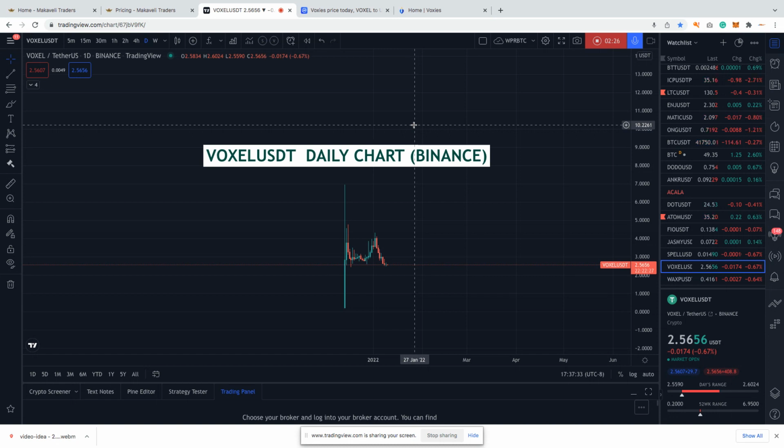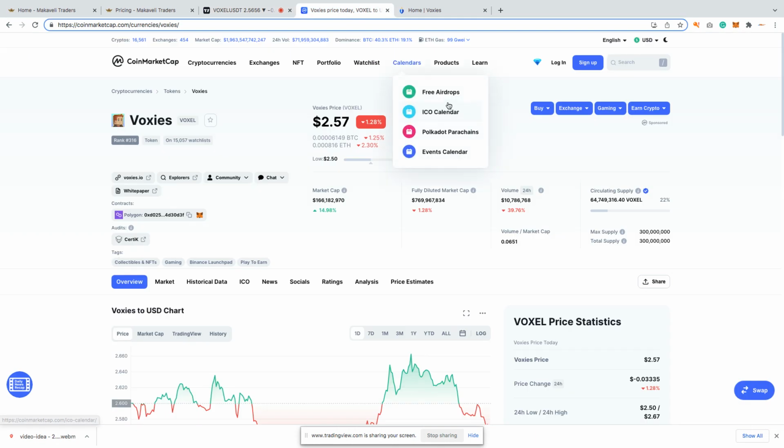So now let's talk about Voxels. Voxels is currently trading at $2.57, and it has seen an upside of 1.28% in the last 24 hours.